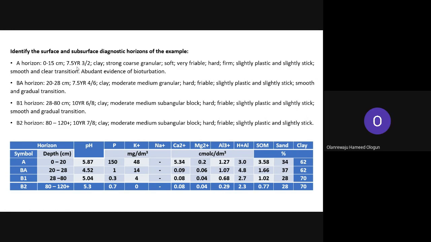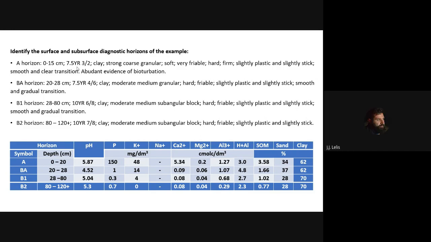It means it is, let me see, 7.5. Yes, that is 7.5 yellow, 2.5 red. It means that it's more yellow. Yes, yes, it's more yellow.